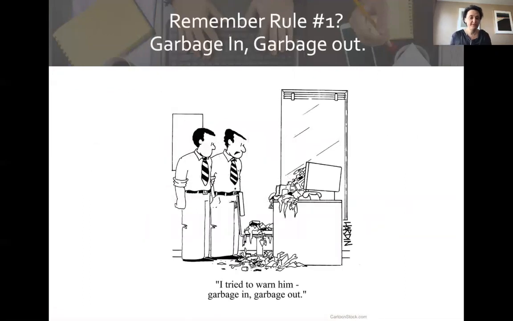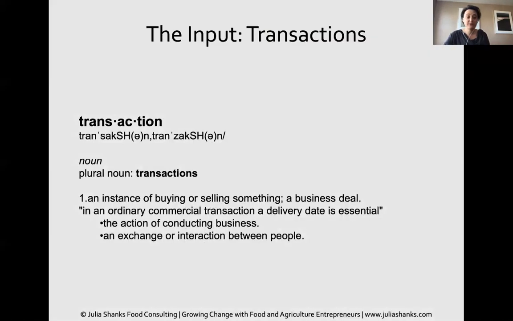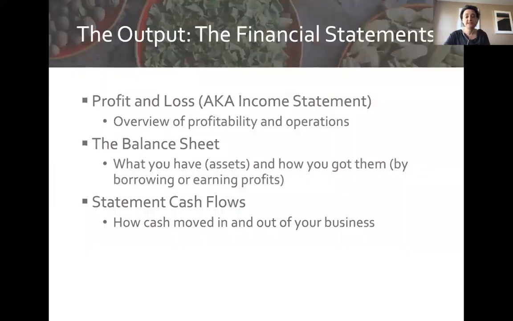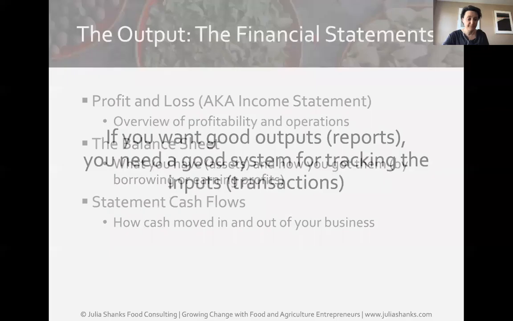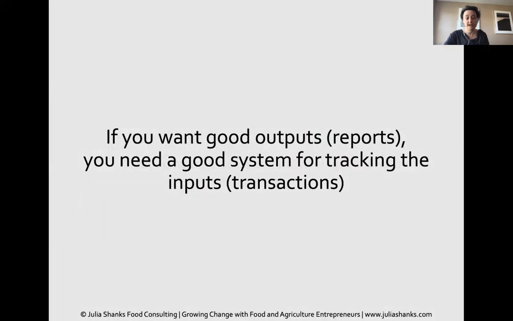So you'll remember from the first section, we talked about the first rule of bookkeeping, which is garbage in, garbage out. And we want to make sure that we have quality inputs into our bookkeeping system so we have quality outputs. The inputs are the transactions, all the little points of data that we enter into our system. And the output is the financial statements, the income statement, the balance sheet, and the statement of cash flows. And if we want good outputs, we're going to need a good system for tracking the inputs.